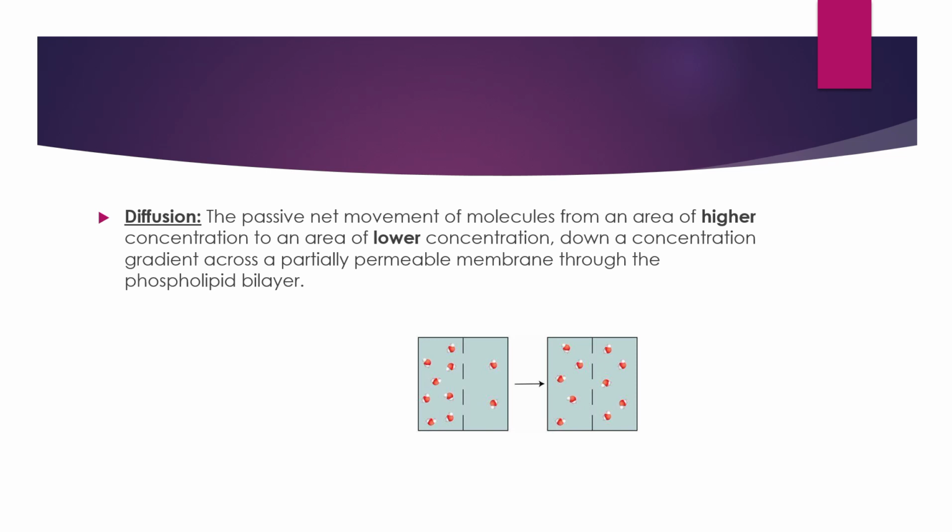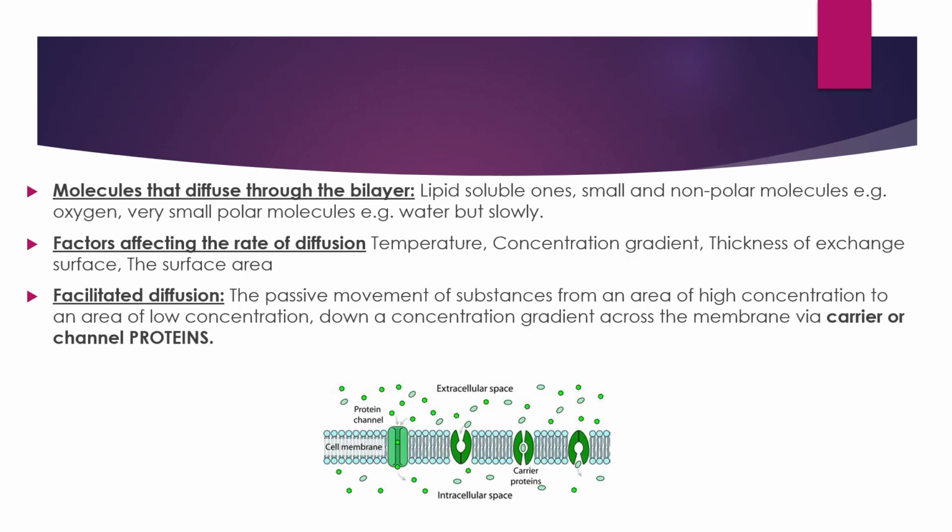Diffusion is the passive net movement of molecules from an area of high concentration to an area of low concentration, down a concentration gradient across a partially permeable membrane, through the phospholipid bilayer. Molecules that diffuse through the bilayer are lipid-soluble ones, small non-polar molecules, for example, oxygen, and very small polar molecules like water, but very slowly. Factors affecting the rate of diffusion are temperature, concentration gradient, thickness of exchange surface, and the surface area.